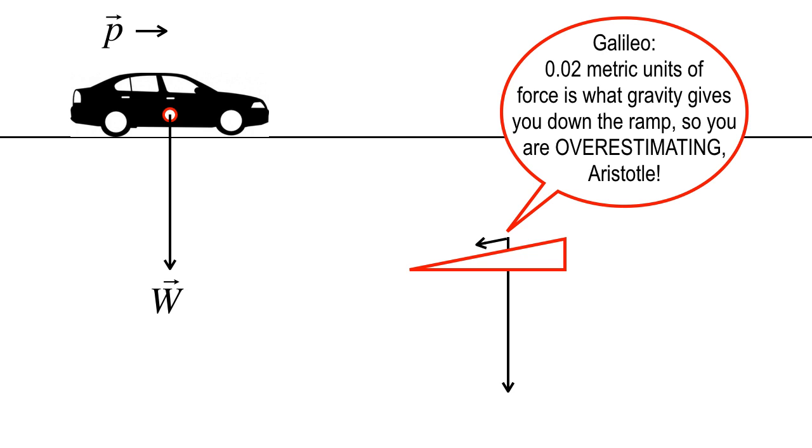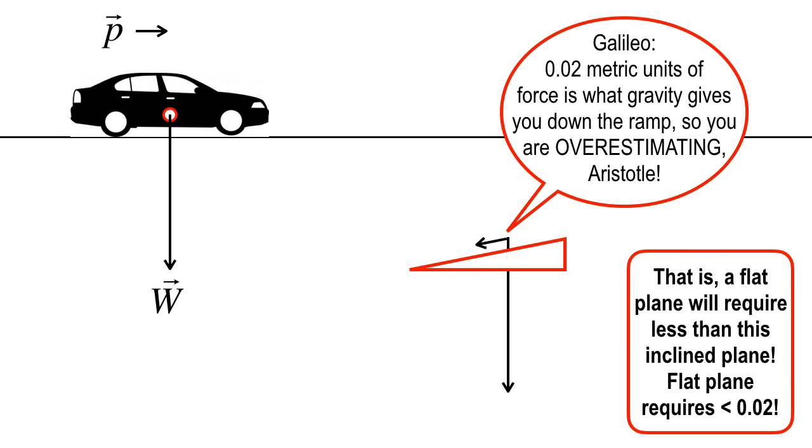So on the flat, you don't need it up here. Go ahead and put a big X through here. You don't need that many metric units on the horizontal plane. You need it over here. You get it over here from the weight force. Here's another way to say it. A flat plane will require less than the inclined plane.